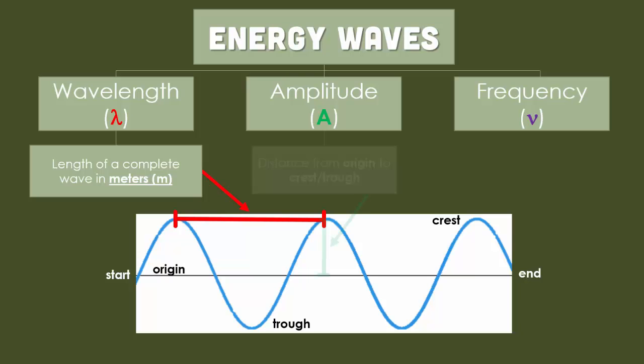The amplitude, which is described by a capital A, is the distance from the origin to the crest or to the trough. The bigger your amplitude, the more energy or the louder something is.